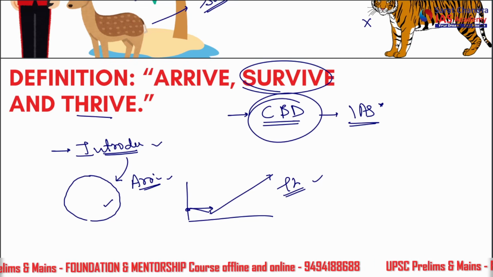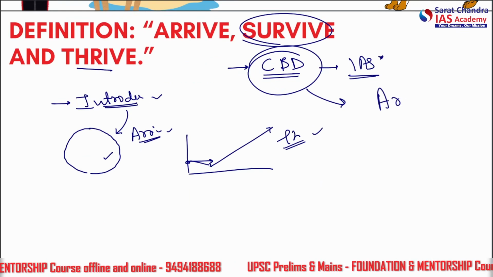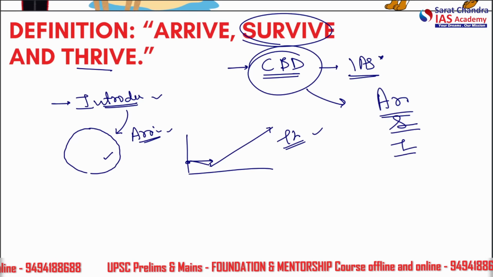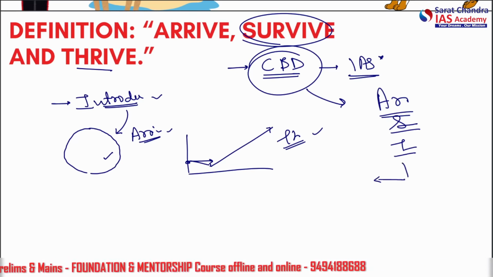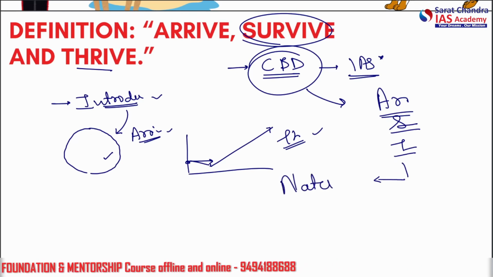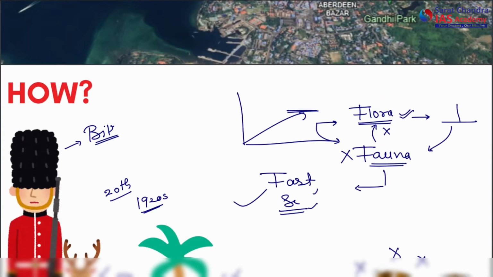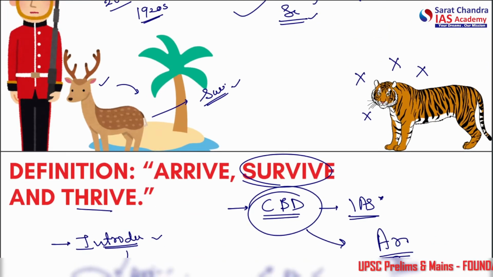So what the CBD basically says is that the definition is arrive, survive, and thrive. This means that these species need an introduction either through natural or human intervention. This arrival can be natural also. And they survive on the native food resources, reproduce at a fast rate, and edge out native species in the competition over resources, as I explained to you here. This is the most basic point of the invasive species mechanism.